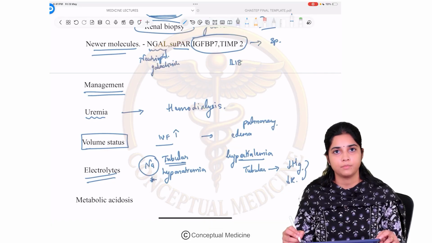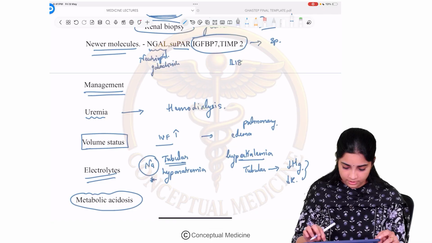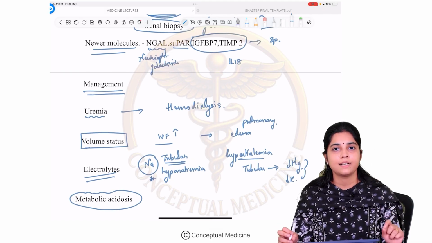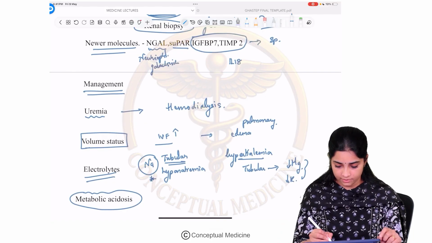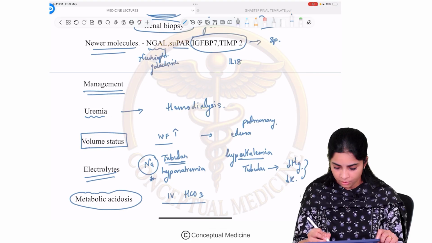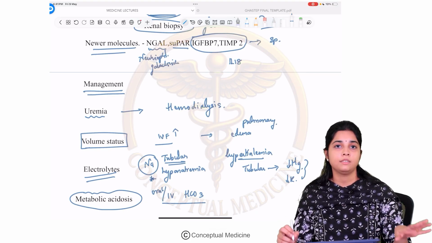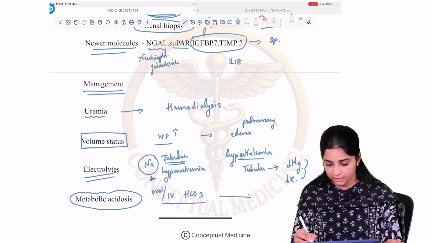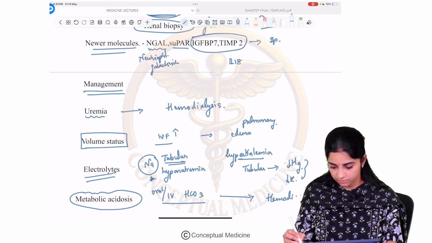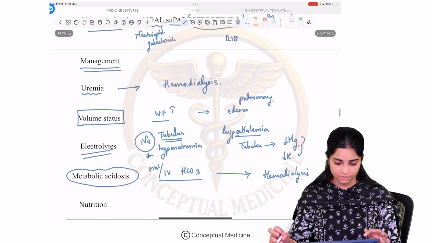Then in other forms of tubular injury, you can also have decreased magnesium and decreased potassium, which also recover with treatment. Fine. Then the next acid-base disorder that you can have is your metabolic acidosis. So you can give IV bicarbonate. You can give oral or IV bicarbonate in the initial stages in cases of metabolic acidosis. But in the later stages, you may have to dialyze the patient.